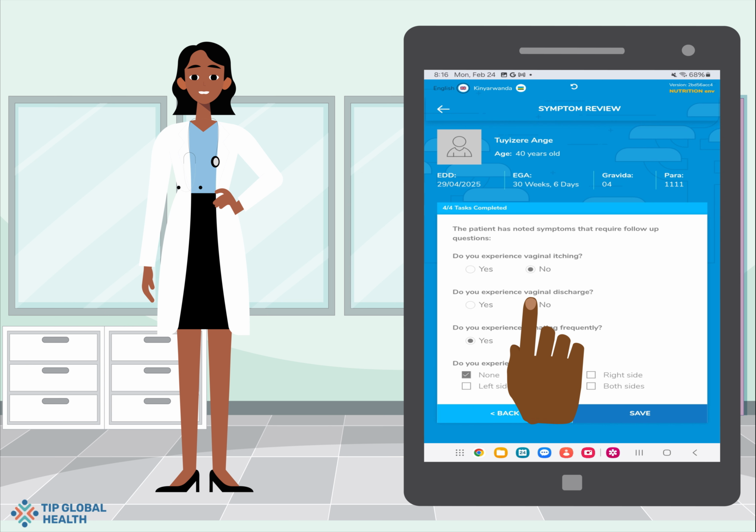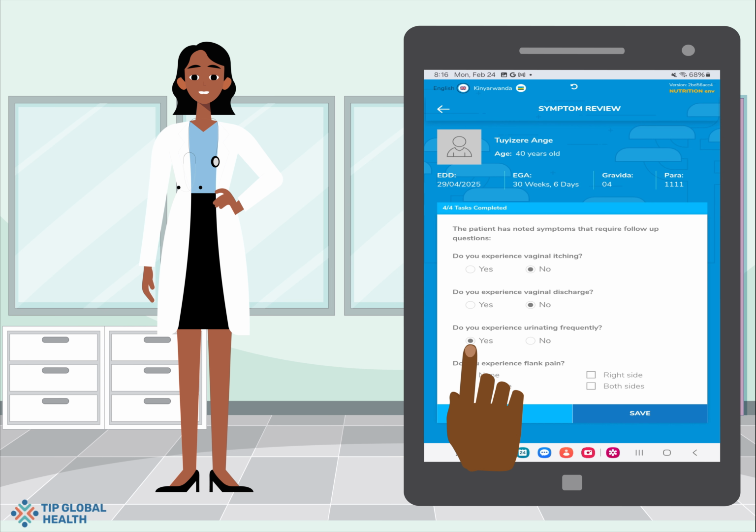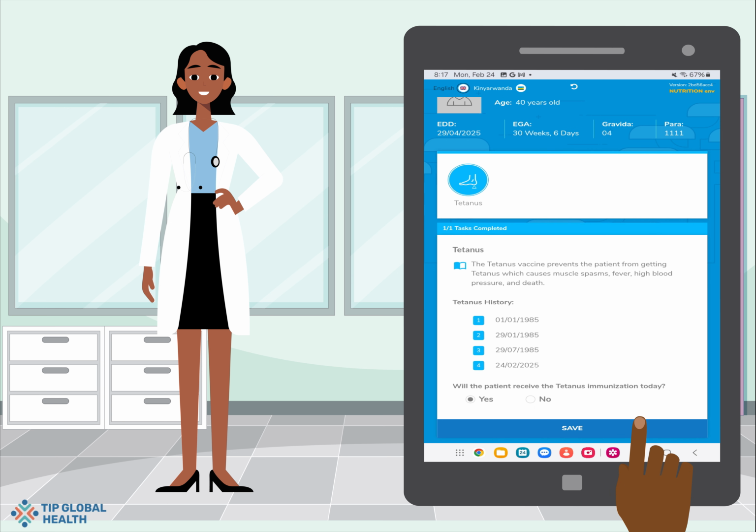She's not having any of these. However, she's experiencing frequent urination, so I'll select that, and she's not experiencing any flank pain. I hit save and continue. Now onto immunization. Ange has received 3 tetanus immunizations prior to today, and she will receive a 4th one today. Let's then hit save and continue.